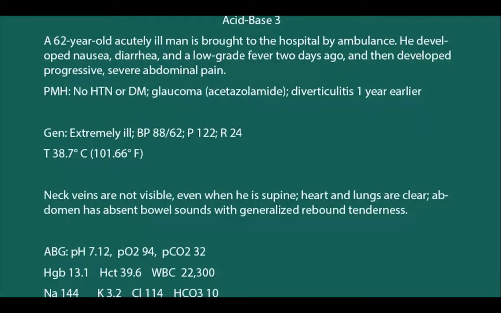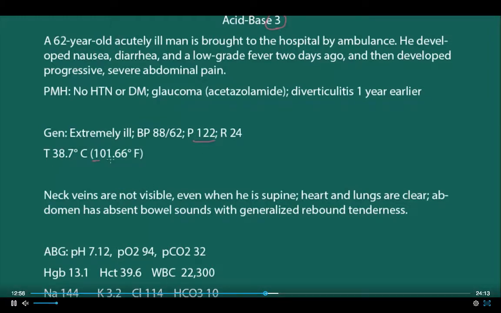Okay, third question. 62-year-old man, acutely ill, brought to the hospital. He developed nausea, diarrhea, and low-grade fever 2 days ago. Then he developed progressive, severe abdominal pain. He has a history of glaucoma and diverticulitis. He comes in very ill appearing. Blood pressure 88 over 62. Pulse 122. Respiratory rate 24. Temperature is elevated. Neck veins not visible.